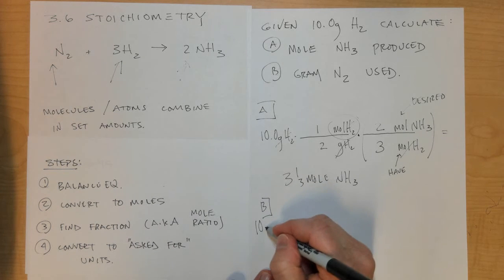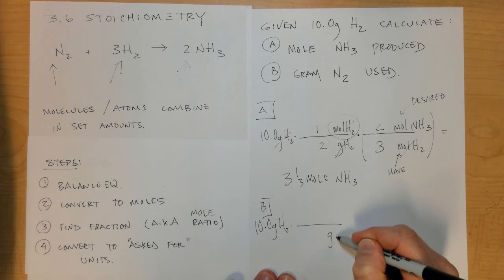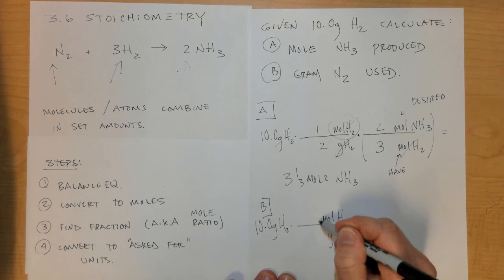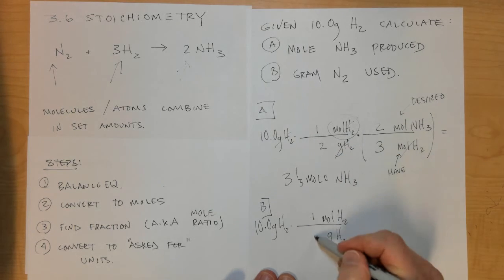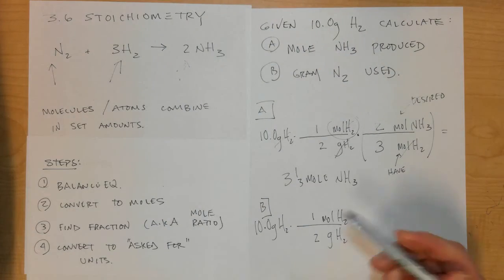So we start again with 10.0 grams of H2. Put a multiply sign, put a line. Put grams in a position where it's going to cancel. Moles is your new set of units. And for every 1 mole of H2, once again, there's 2 grams. That came from the periodic table, remember, right here, this atomic mass, multiplied by 2 because there's 2 of them.